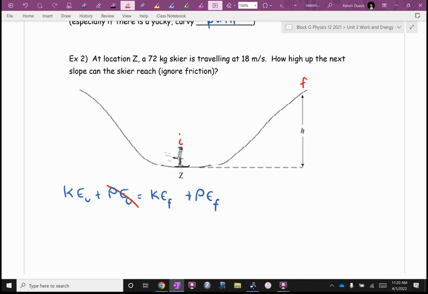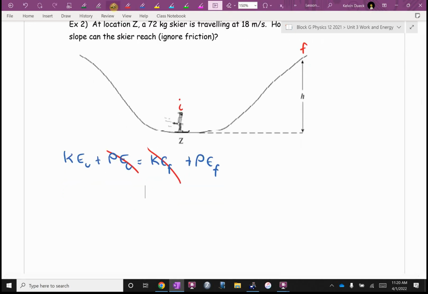Is kinetic energy going to be zero? Kinetic energy will be zero when we're stopped, at the top. So I get this: a half m v initial squared equals m g h final.